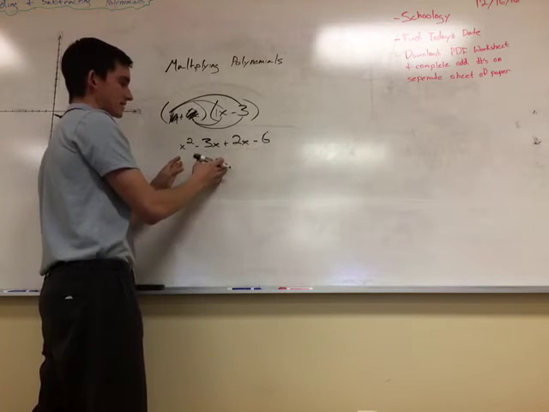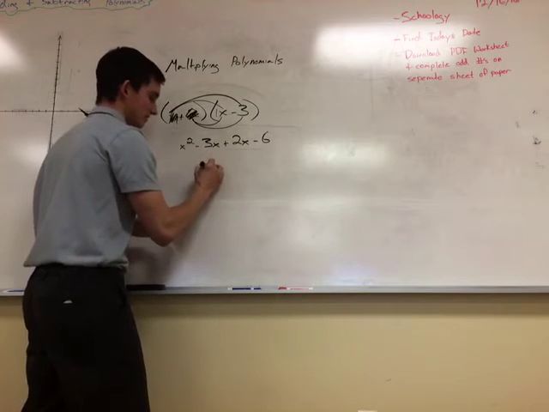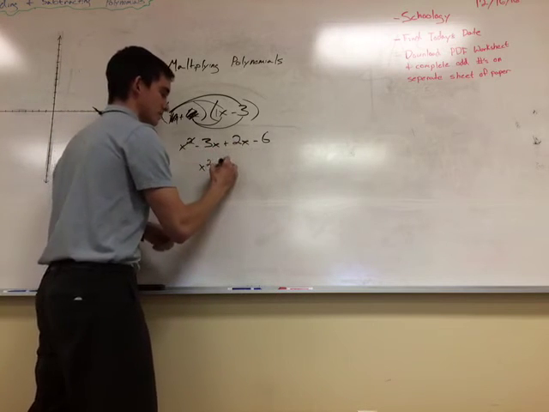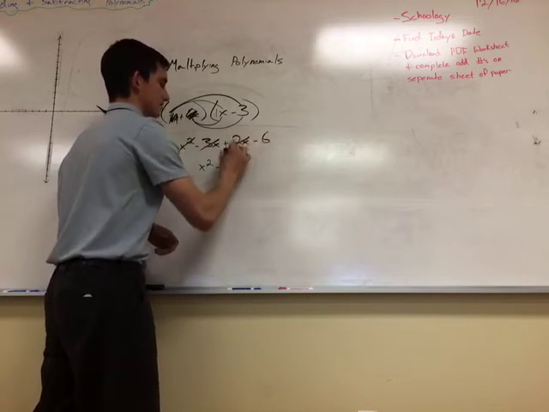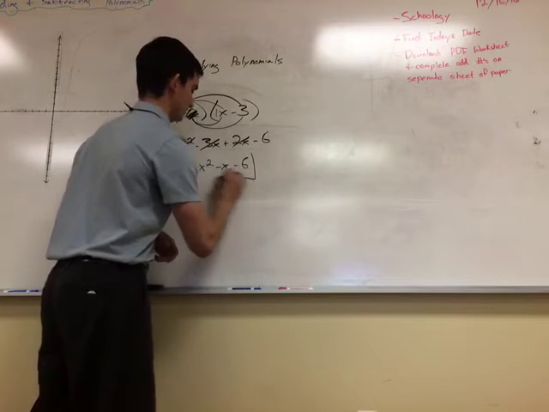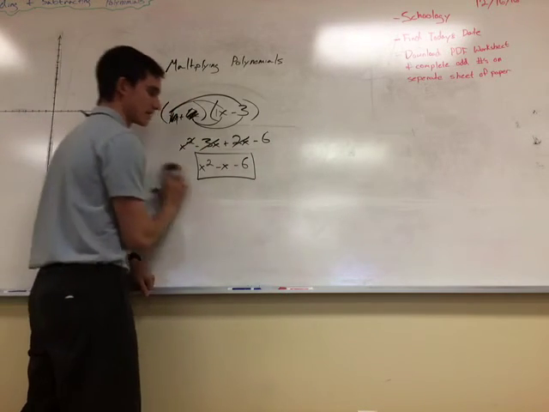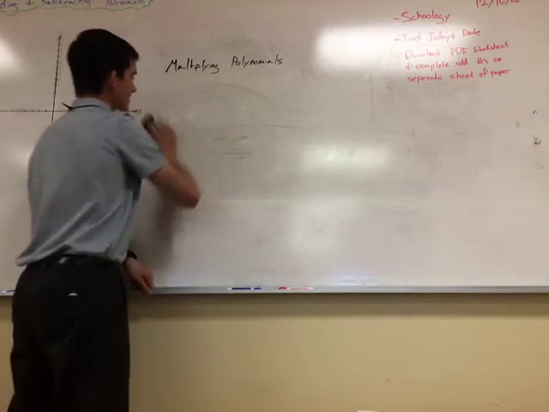Now I need to combine like terms. So this one is just coming down. Negative 3x plus 2x is negative 1x, and then negative 6. And that's a binomial times a binomial. All right, and it always looks the same. So let me give another example.